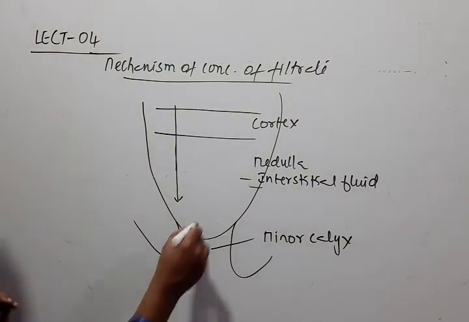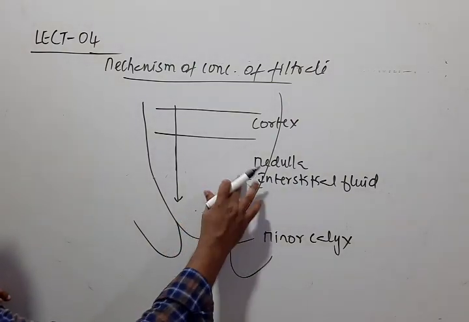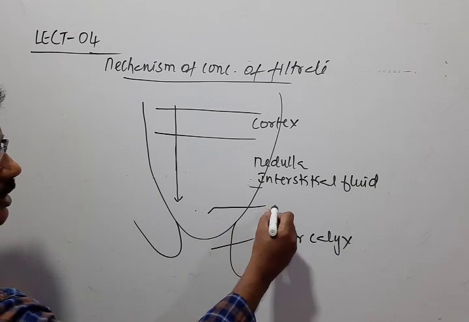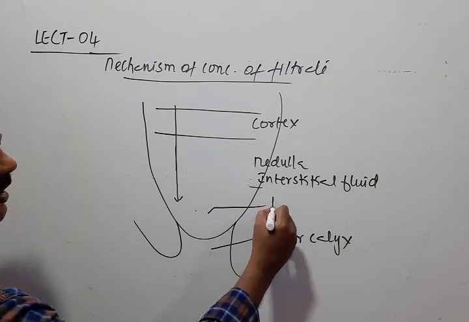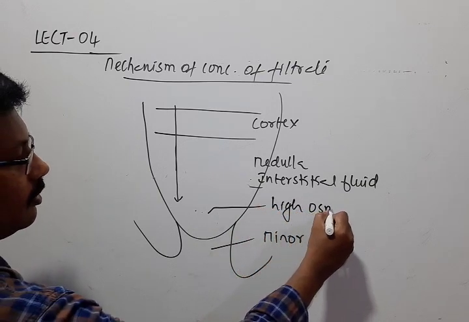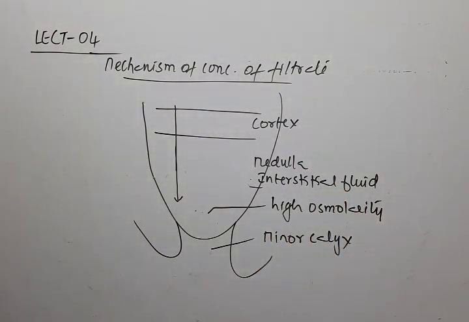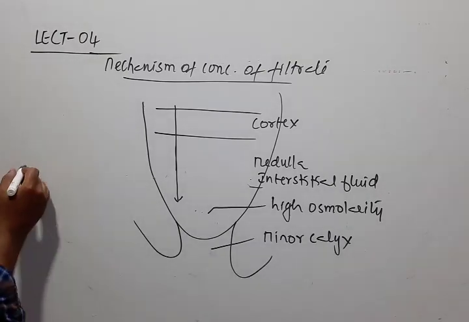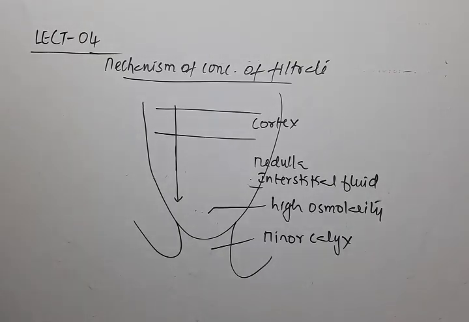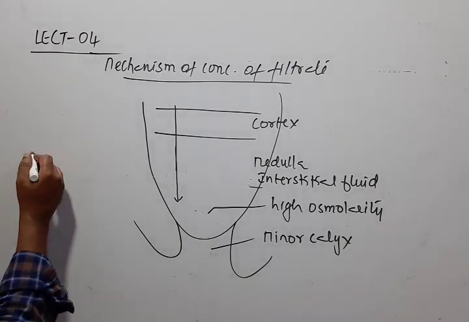Okay, so here you will find there is more osmolarity. Here we have a very high osmolarity. We know the meaning of osmolarity is the concentration of solutes. So the more the solutes, the more will be the osmolarity. This osmolarity is mainly caused by two substances: one is sodium chloride and another one is urea.